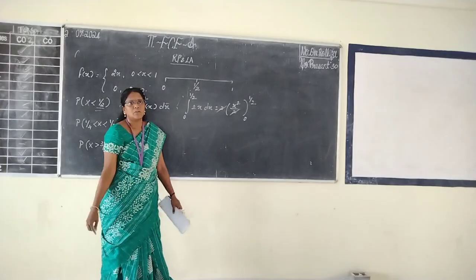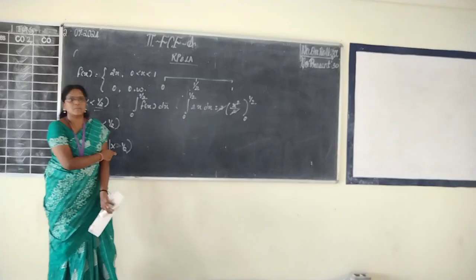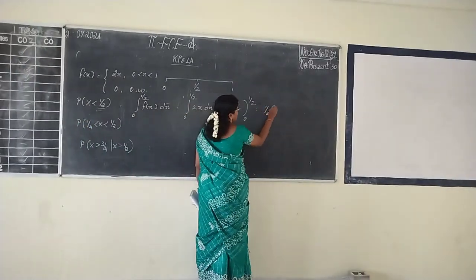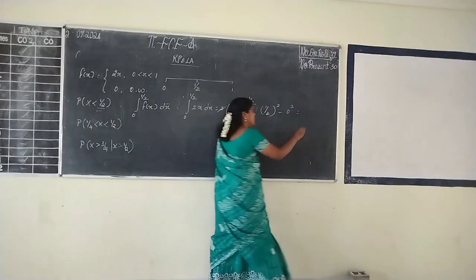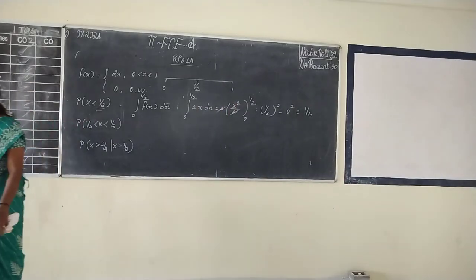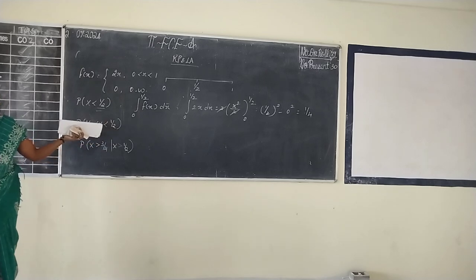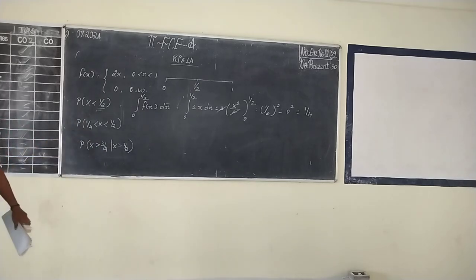2 cancels. How will you substitute the limit value? Upper limit minus lower limit. What is the upper limit? 1 by 2. So 1 by 2, we are substituting for x. Why are you substituting?